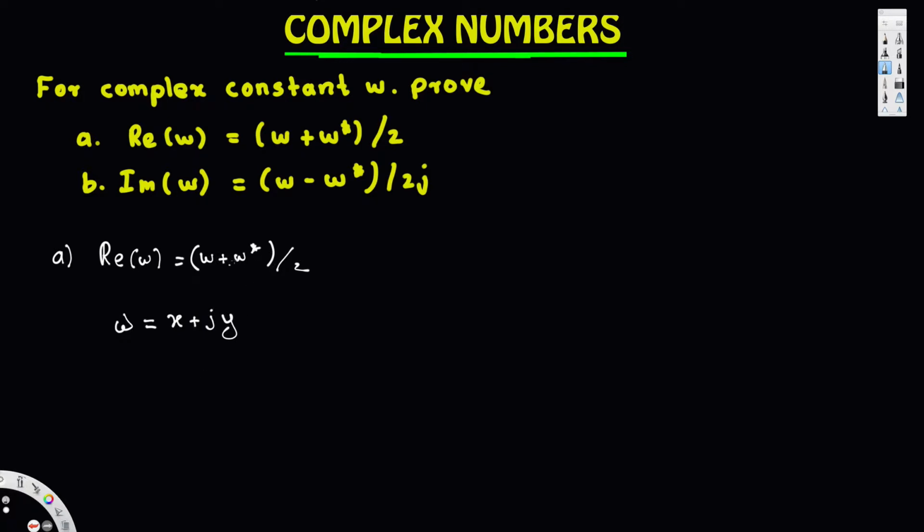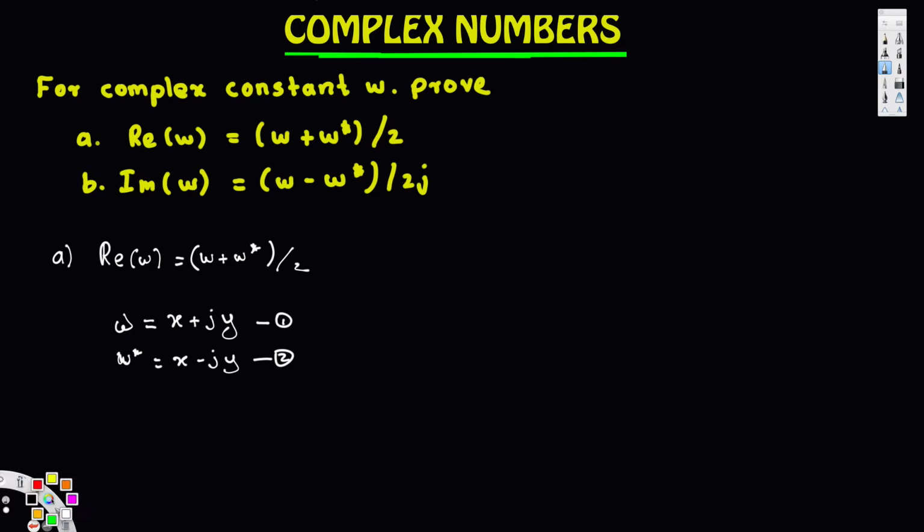Now let's look at the expression. If this is w, let's call this equation 1, then w conjugate is going to be what? A change of sign in the imaginary part. So that's going to be x minus jy. Let's call this equation 2. If we had to prove this, we have to get the real part of w.